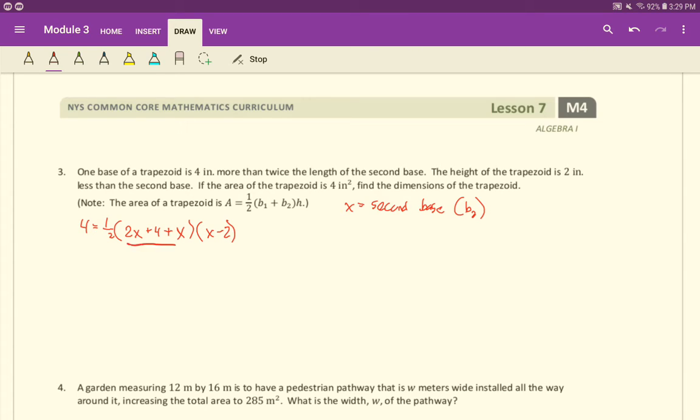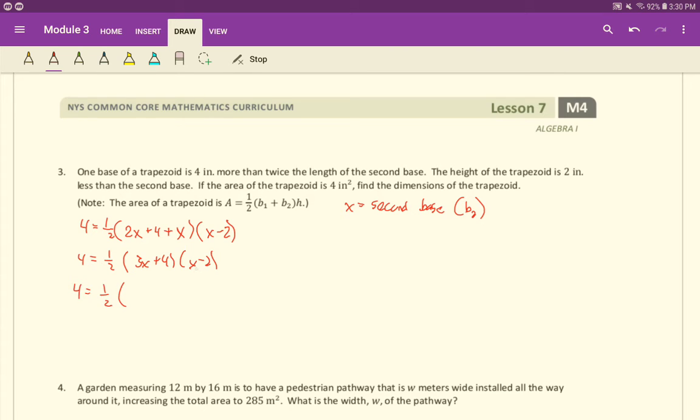All right, so the first thing we'll do is combine some like terms, then we'll multiply these two things together, because remember we want this to be equal to 0. Okay, so here we go, let's do it. 2x plus x will give us a 3x plus 4. Okay, then we have x minus 2. Let's go ahead and multiply these together.